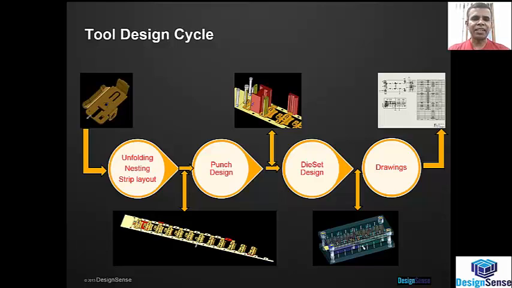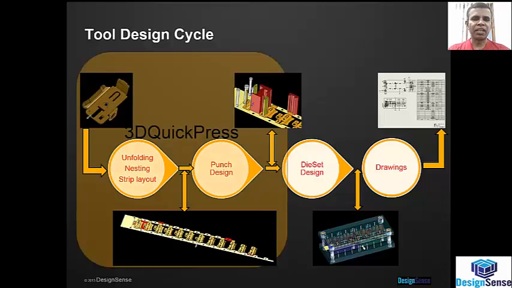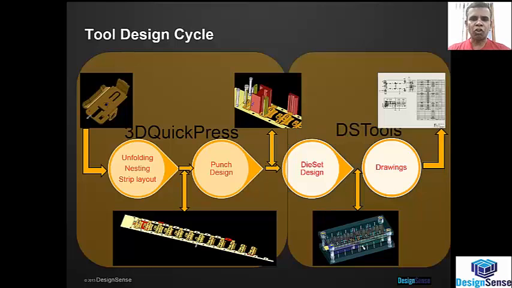Now, in this, the unfolding, nesting, strip layout, and punch design are handled very well by our partner product 3D Quick Press. Our product DSTools focuses on die set design and drawing generation. In this entire process, there are two types of complexities that a tool designer faces.